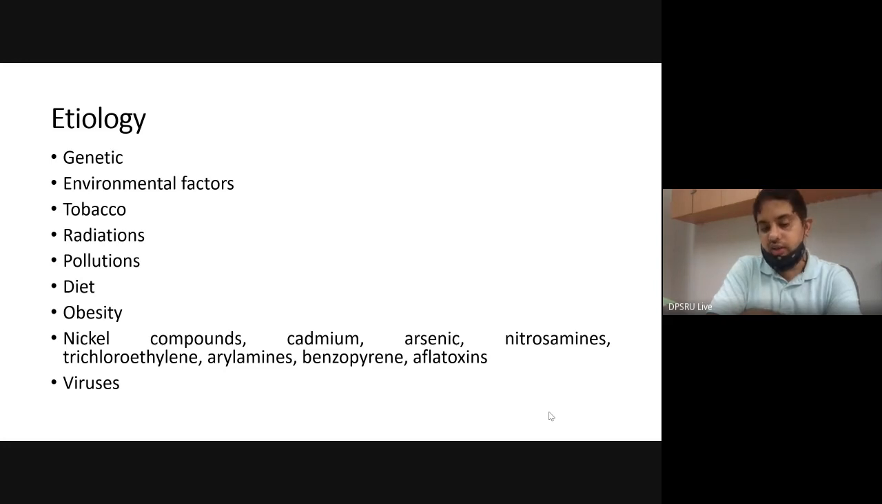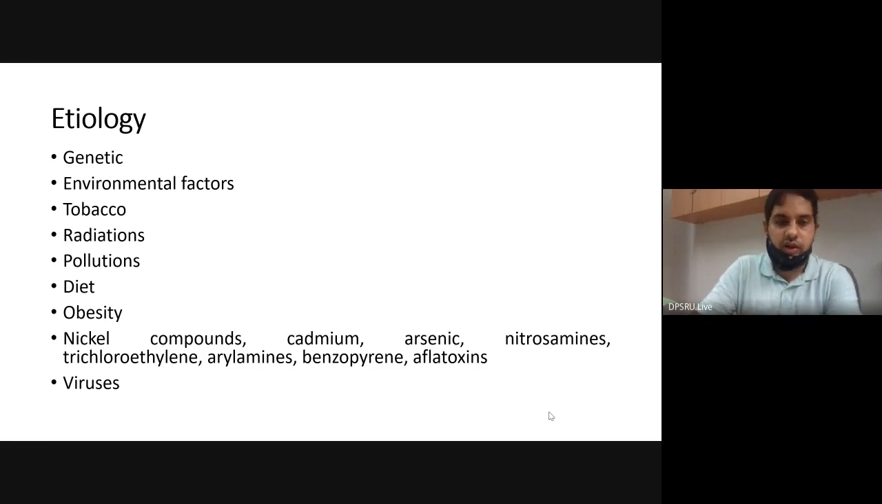The viruses, of course: some viruses, like hepatitis B, if untreated, result in the development of liver cancer. We have studied this when we studied hepatitis B and hepatitis C. So these are the reasons for the development of cancer.